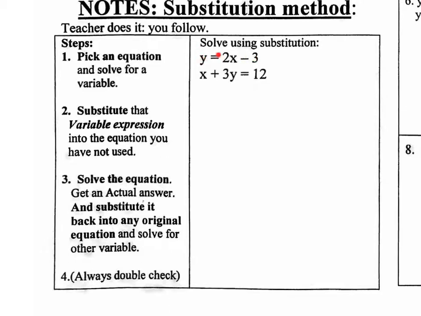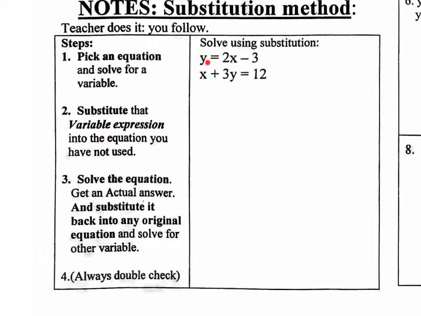Like, let's say both of them were in standard form. You'd have to either solve for y or solve for x, but right here y is already by itself. It's already solved for y. So this is step 1, picking this top equation. Number 2, substitute that variable expression.